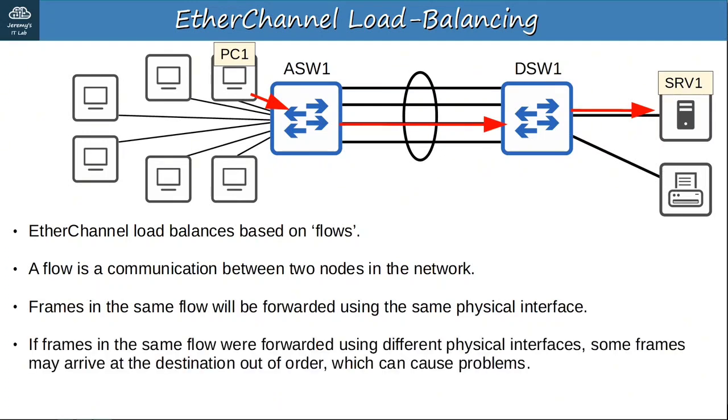If frames in the same flow were forwarded using different physical interfaces, some frames may arrive at the destination out of order, which can cause problems. Some applications can deal with frames arriving out of order, but some applications can't.